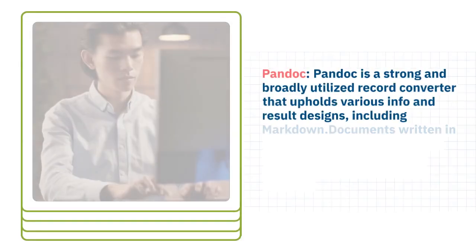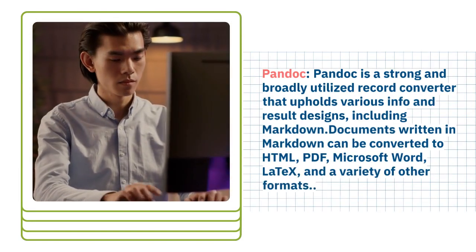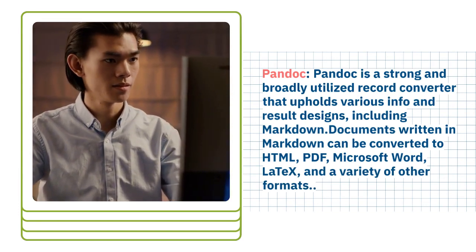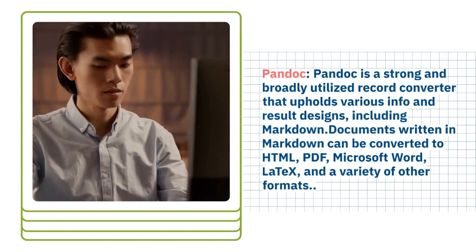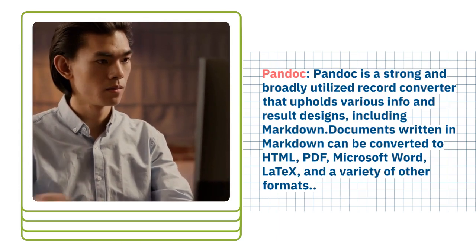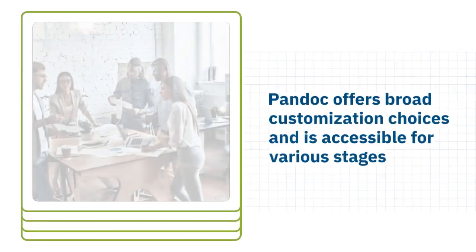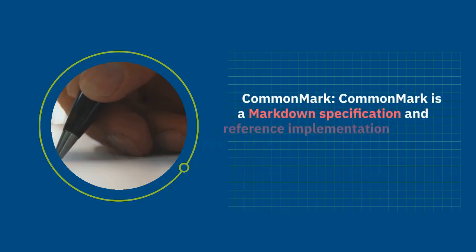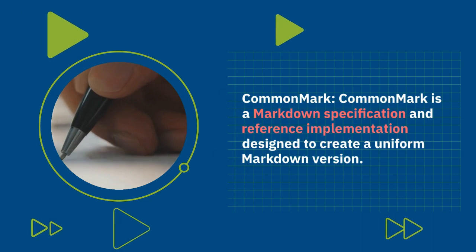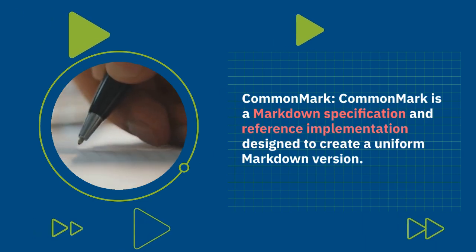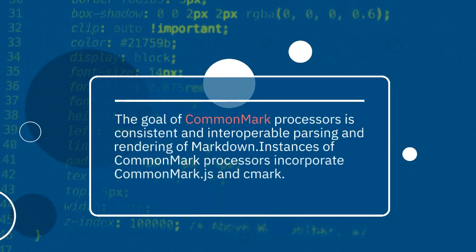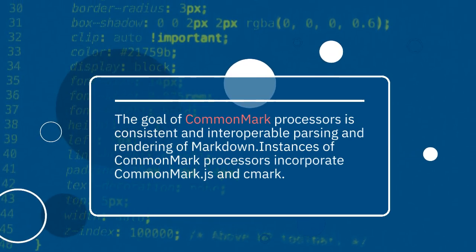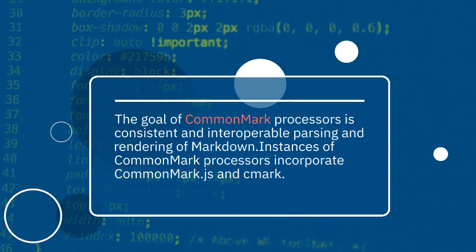Pandoc. Pandoc is a powerful and widely used document converter that supports various input and output formats, including Markdown. Documents written in Markdown can be converted to HTML, PDF, Microsoft Word, LaTeX, and a variety of other formats. Pandoc offers broad customization options and is available for various platforms. CommonMark. CommonMark is a Markdown specification and reference implementation designed to create a uniform Markdown version. The goal of CommonMark processors is consistent and interoperable parsing and rendering of Markdown. Instances of CommonMark processors include CommonMark.js and cmark.